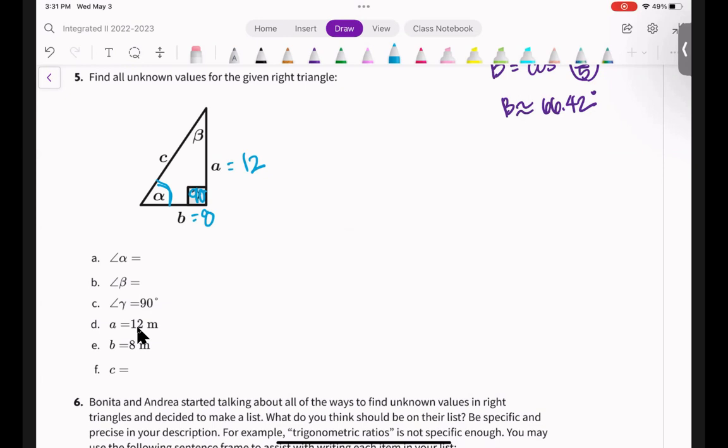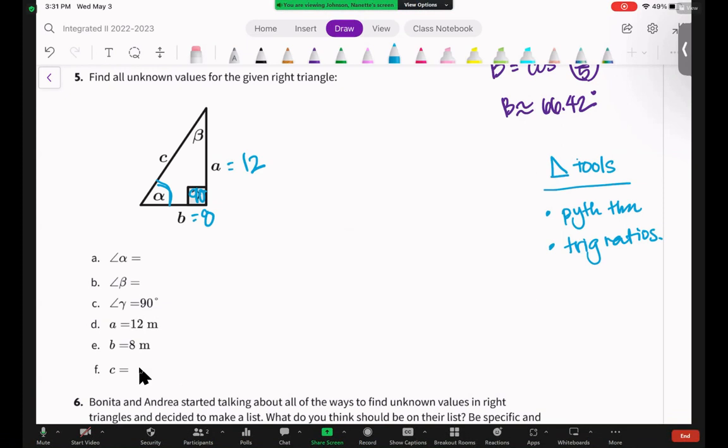So I'm going to remind you of a couple of rules. Whenever I have right triangles, here are the tools. Number 1, Pythagorean theorem. And then number 2, trig ratios. Okay. So go ahead and find those, and then we'll be back to check your answers. I will give you a hint. You will have to use both of these in order to solve all of these.